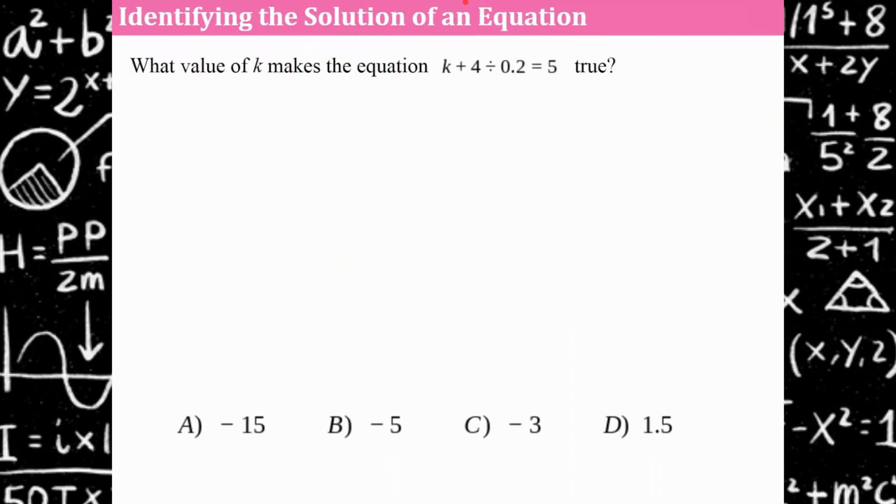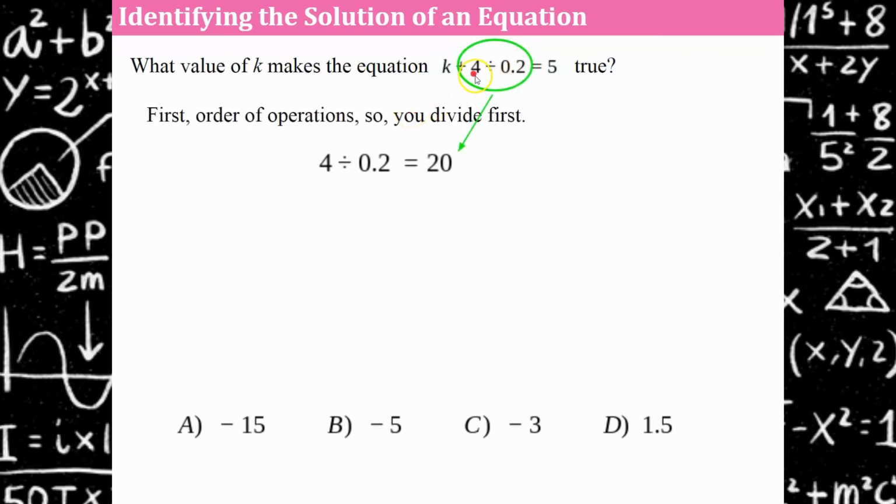Sometimes you'll be asked to find out what value makes an equation true. The value that makes the equation true is the solution to the equation. So this is a little funky, but they've written a division sign in here, and we need to use order of operations. So we want to divide first, because using order of operations, PEMDAS, parentheses, there aren't any, exponents, there aren't any. So we want to multiply and divide in order from left to right first. So first we need to find 4 divided by 0.2, which is 20.